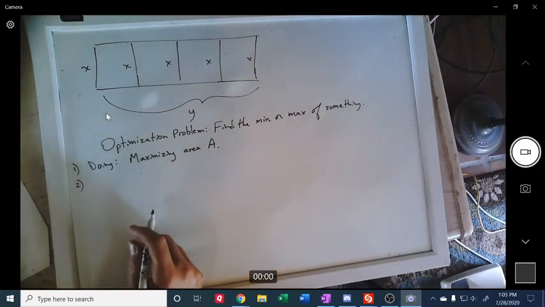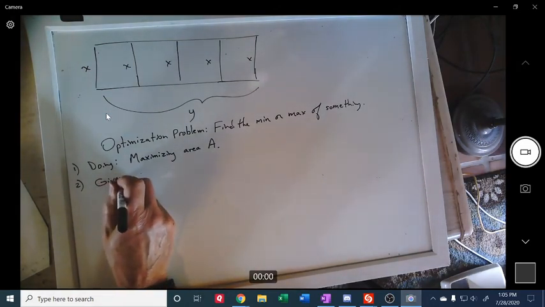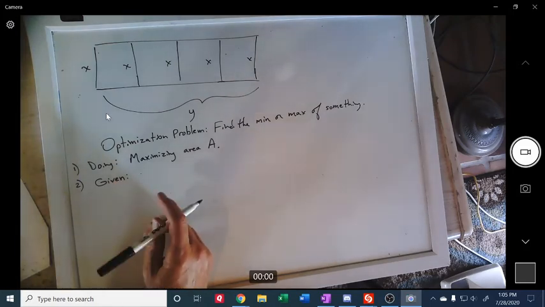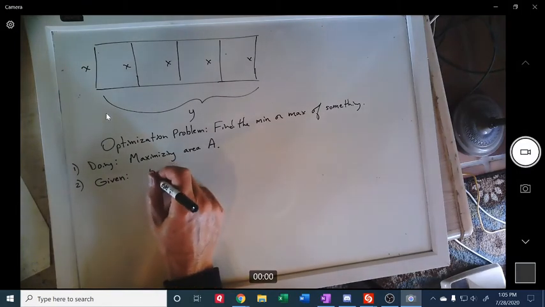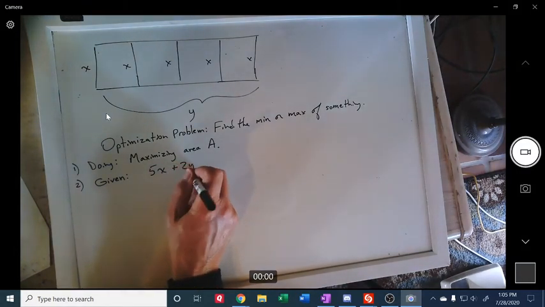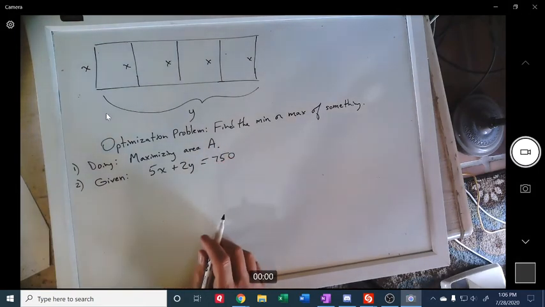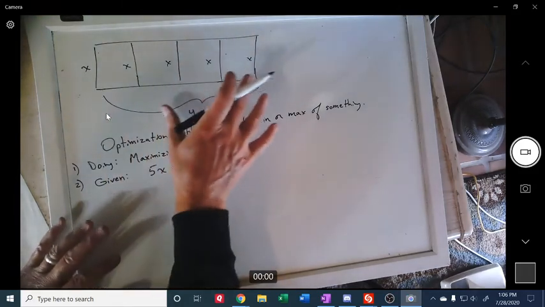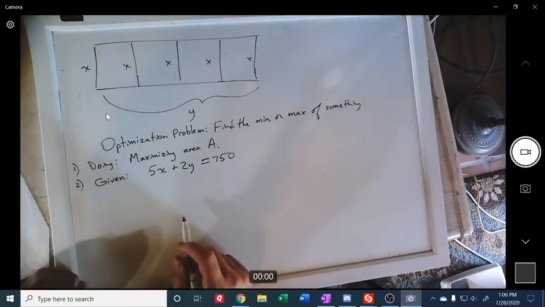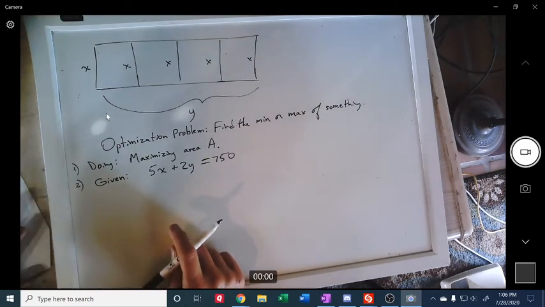The second thing, in each one of these problems, you'll be having some given information. And we state what is given in the form of an equation. And that was the equation that we came up with, 5x plus 2y. We had 750 feet of fencing. So that was the constraint that we had to work under. And if this is the way we're going to shape it, then clearly 5x plus 2y has to be 750.